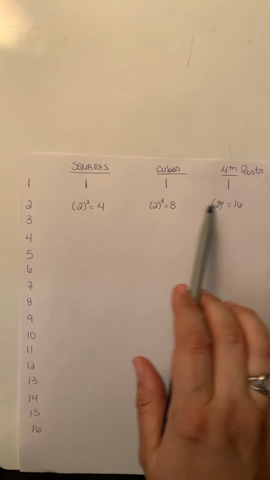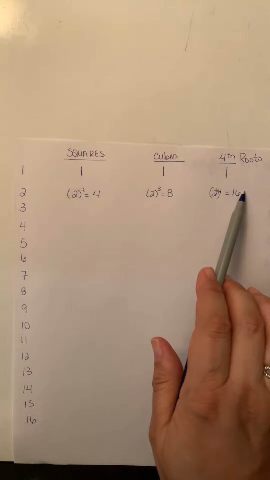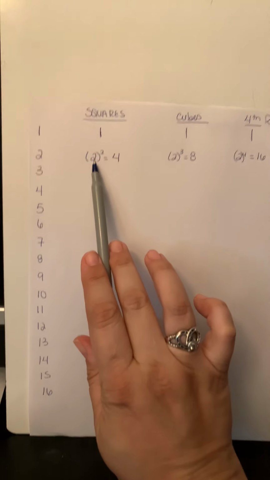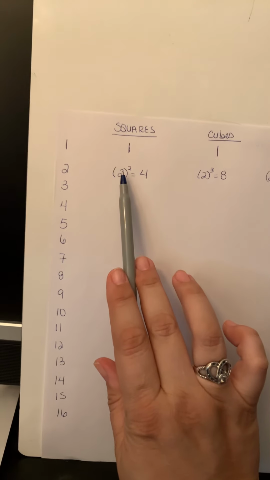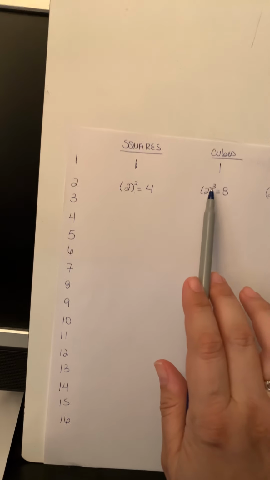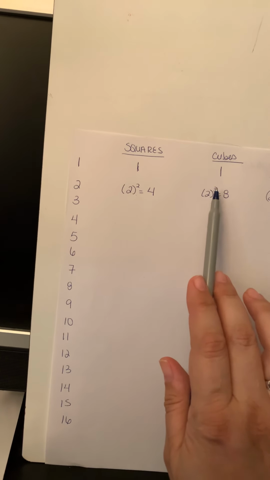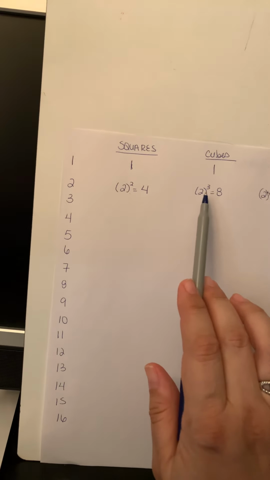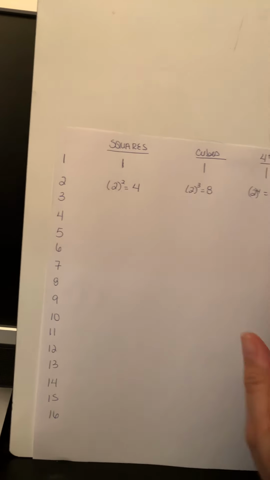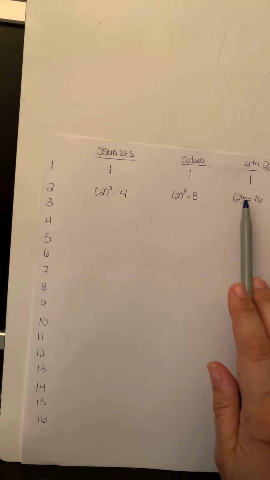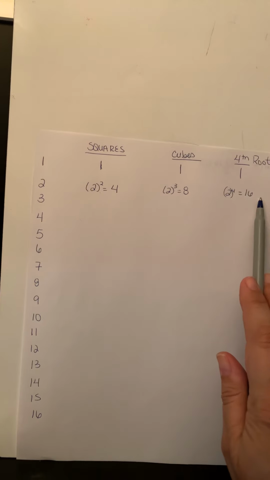I wrote this one out so you could see exactly what I was doing. And remember, to find your squares, you take the number times itself. To find the cube, you take the number times itself 3 times. So this would be 2 times 2 times 2. To find it to the 4th, 2 times 2 times 2 times 2.